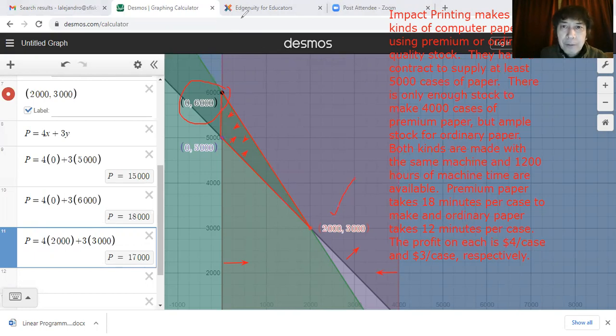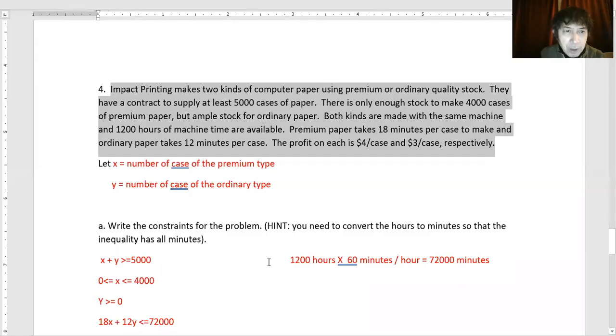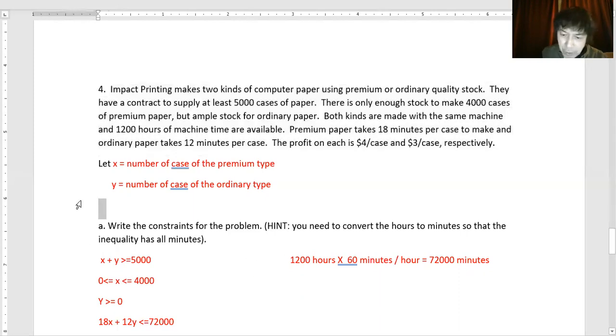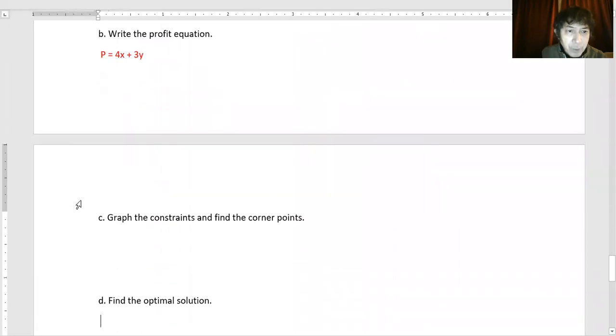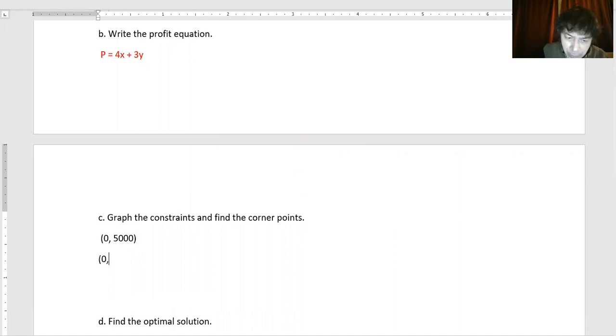Let's go back to that paper. We're done with the graph, letter C, and we have the corner points. The corner points will be at 0 and 5,000. Also, we have 0 and 6,000. Also, we have 2,000 and 3,000, like that.